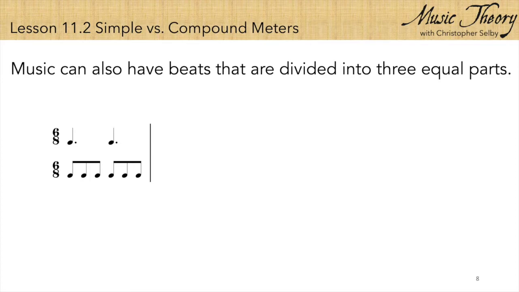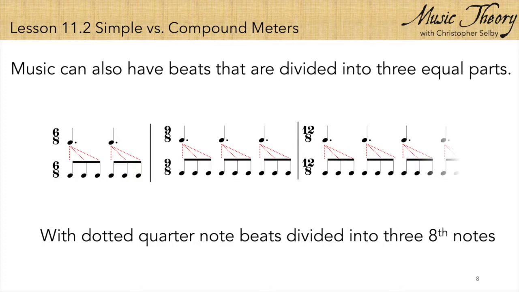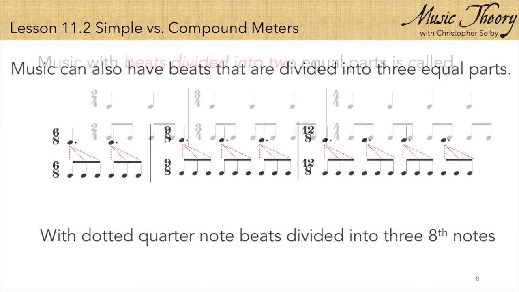Look at this example in 6/8. There are 2 beats in a measure, and each beat is divided into 3 equal eighth notes. 9/8 has 3 beats in a measure, and the beats are divided into 3 eighth notes each. 12/8 has 4 beats in a measure, divided into 3 eighth notes each.